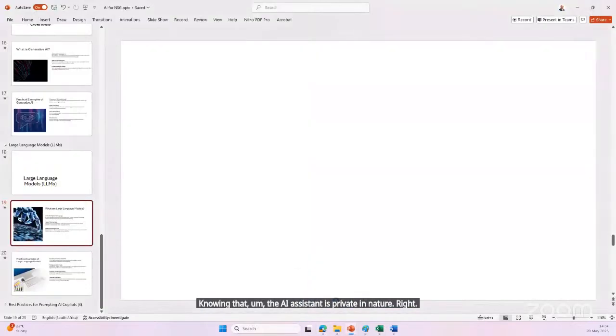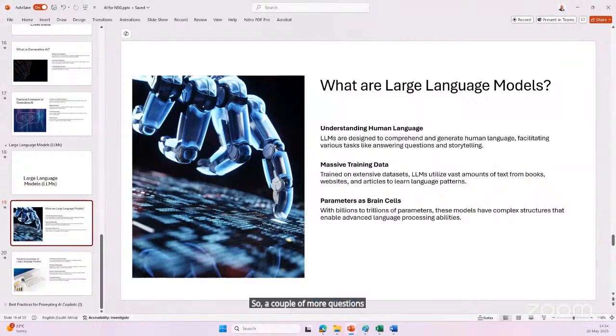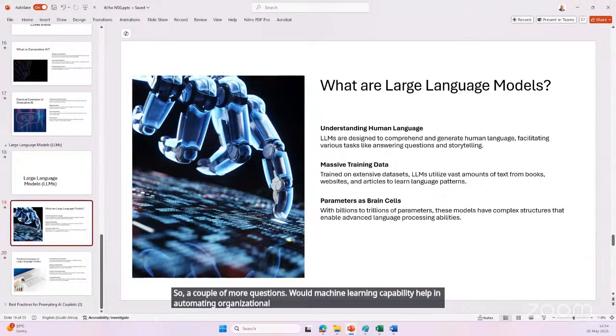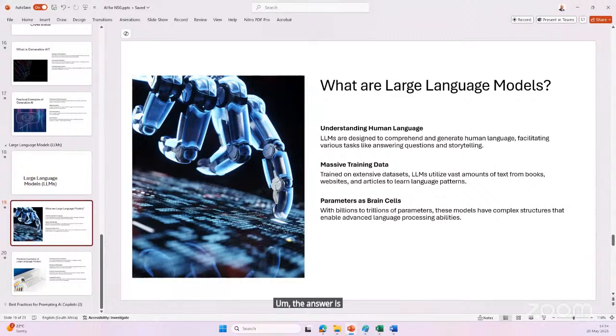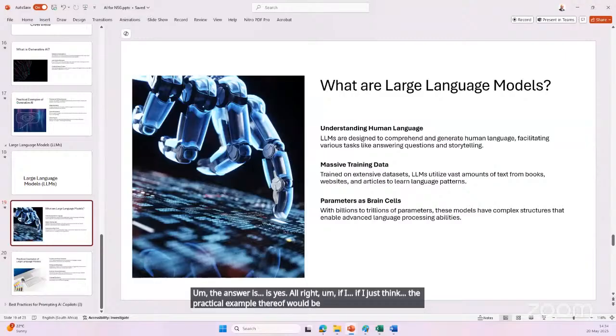So a couple more questions. Would machine learning capability help in automating organizational processes to ensure efficiency? The answer is yes. All right. I think the practical example thereof would be a security context. Maybe I can demonstrate that.